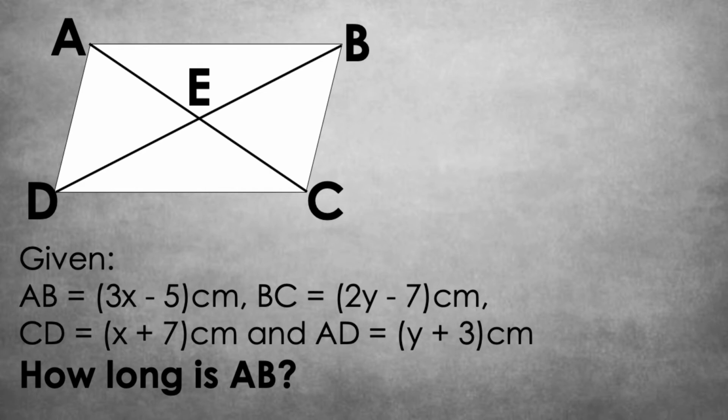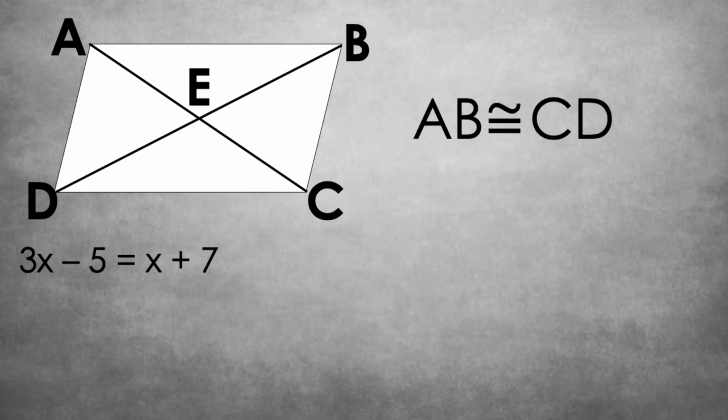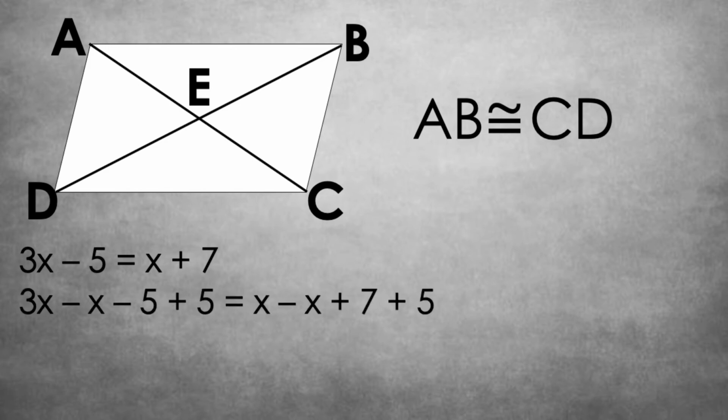Alright, that is correct. In a parallelogram, any two opposite sides are congruent. And with that, let us use the substitution property. So we can say that 3x minus 5 is equal to x plus 7. Using now the addition property of equality, we will obtain 3x minus x minus 5 plus 5 is equal to x minus x plus 7 plus 5.